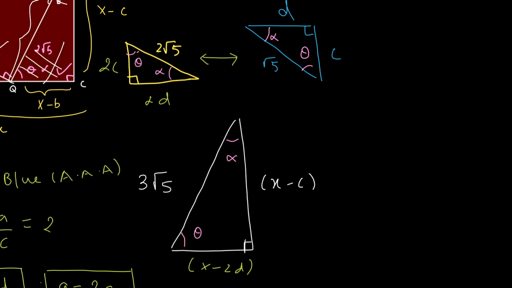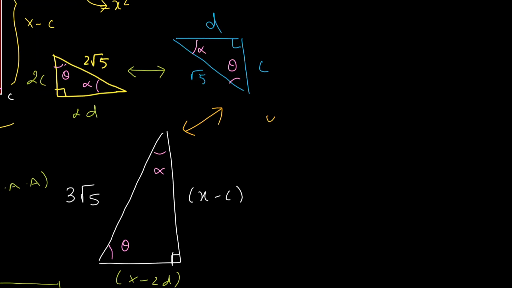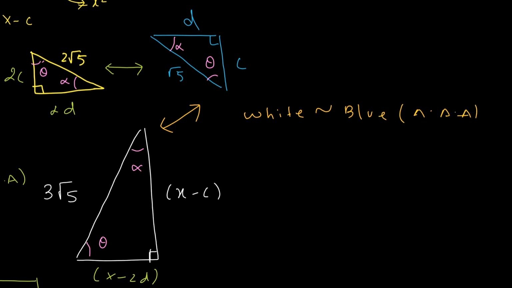Now we can see, okay? Now we are going to compare these two triangles similar to each other. We can see that all the three angles in these two right angle triangles are also the same. So this time we can say that the white right angle triangle is similar to the blue right angle triangle by the property of angle, angle, angle. So once two triangles are similar, the ratio of their sides becomes equal according to the correspondence. So the ratio will turn out to be like this way: x minus c divided by d equals x minus 2d divided by c, and this equals 3 times the square root of 5 upon square root of 5.